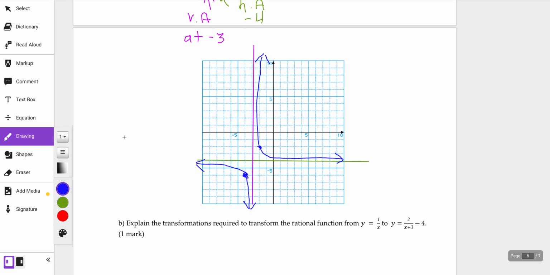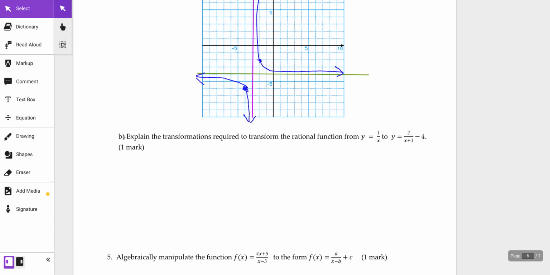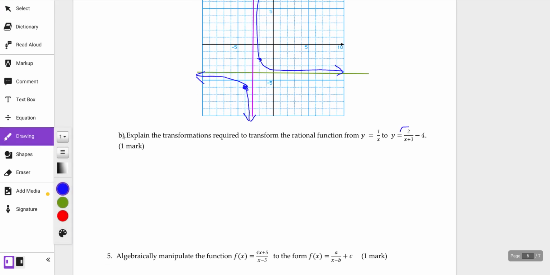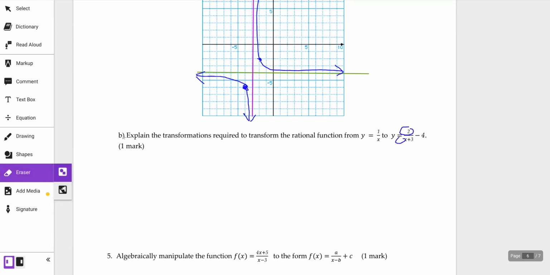Perfect. Part B. The transformations, the 2 up here is a vertical stretch. It's not a horizontal stretch. If it was a horizontal stretch, it would have been right on the value of x. It would have been in here, but it's not. It's on top of the fraction. That means it's a vertical stretch by a factor of 2 about the x-axis. You're stretching away from the x-axis.